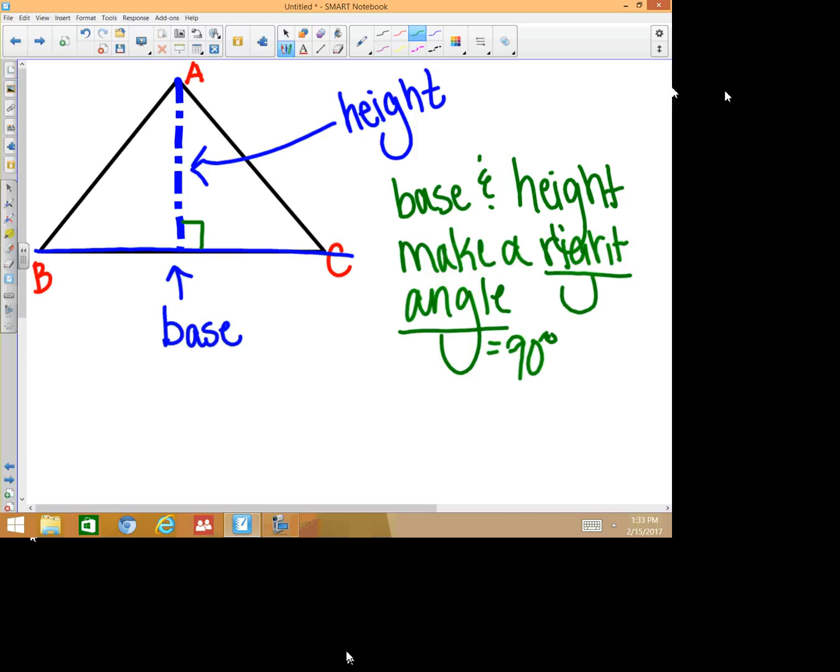How do you do the degree sign? It's just a little circle.